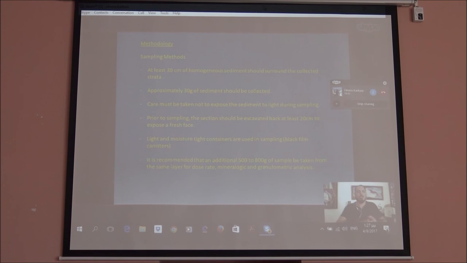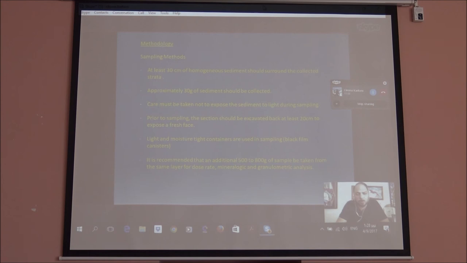Let's proceed with the sampling methods. We need at least 30 centimeters of homogeneous sediments surrounding the collected strata. We need approximately 30 grams of sediment to be collected. Care must be taken not to expose the sediment to light during sampling. Prior to sampling, the section should be excavated back at least 20 centimeters to expose a fresh surface. Light- and watertight containers are used in sampling in order to identify the moisture level of the sediment, and because we do not want the sunlight to go through the sediment. And it is recommended that an additional 500 to 800 grams of sample be taken from the same layer for dose rate.